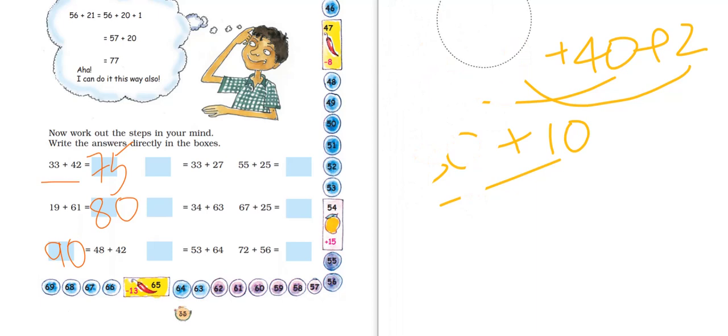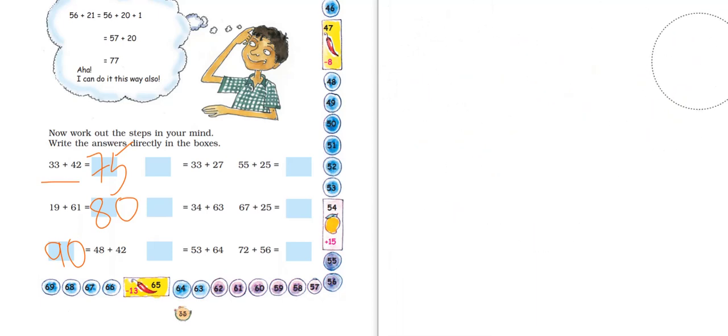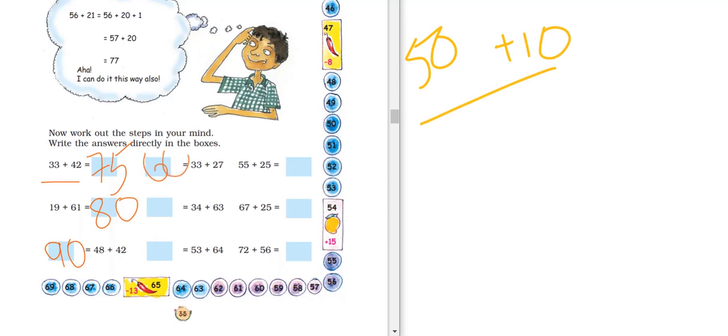The next one is 33 plus 27. Okay, let's add up all the tens first. 3 tens and 2 tens is 5 tens, 50. And let's add up the ones, 3 ones and 7 ones. So that's a total of 10 ones. You have 10 ones, which is basically 1 ten. So you have a total of 60.